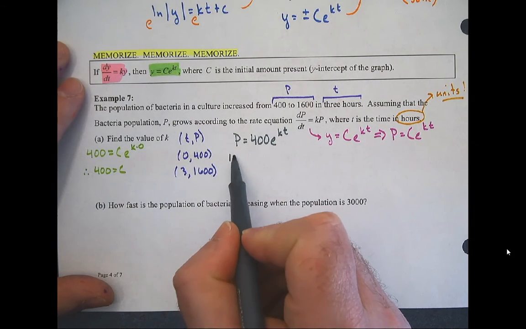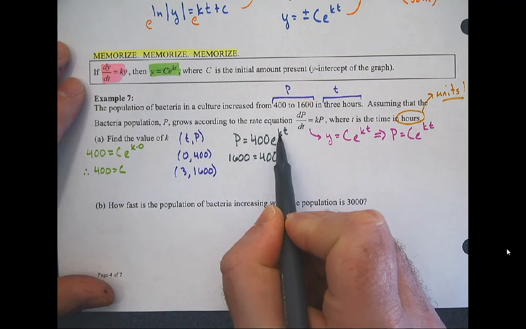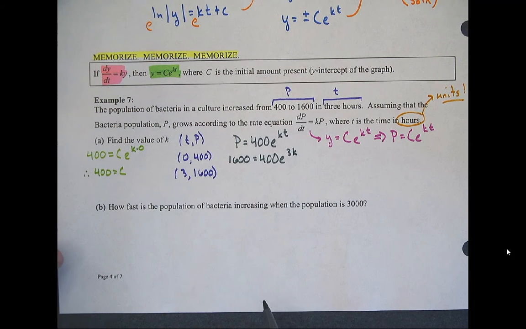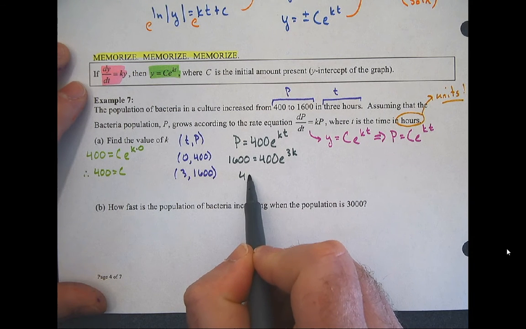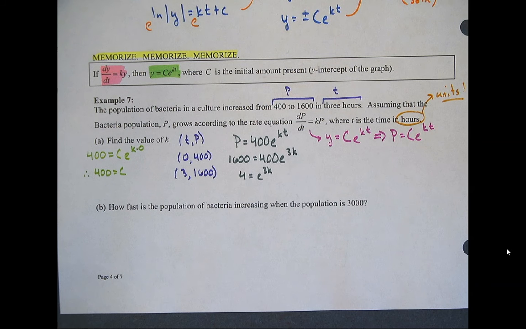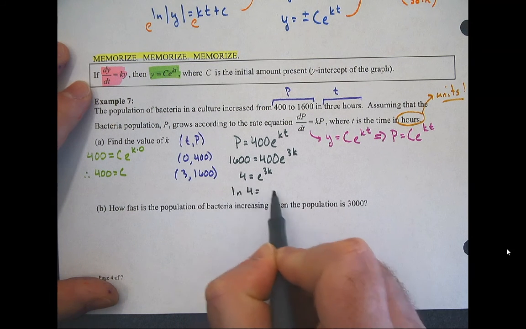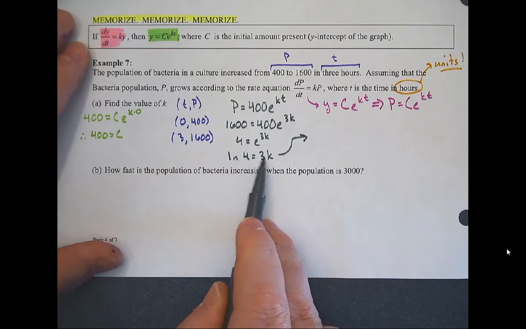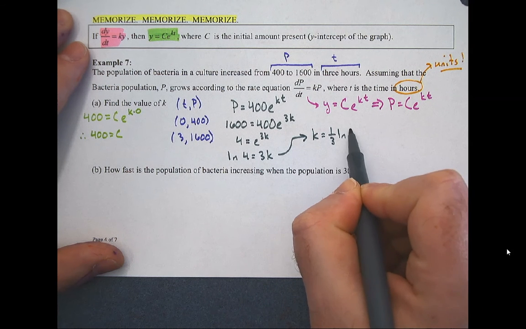All right, my population was 1,600, so 1,600 equals 400 e to the, we don't know what k is, but we know t is 3, so 3k. Trying to solve for k, farthest away is 400, connected by multiplication, so dividing, I get 4 equals e to the 3k. What's farthest away from k? E to the, and what kills e to the? Natural log. So I get natural log of 4 equals 3k. And then k has to kill off the 3, so k is equal to 1/3 natural log of 4.